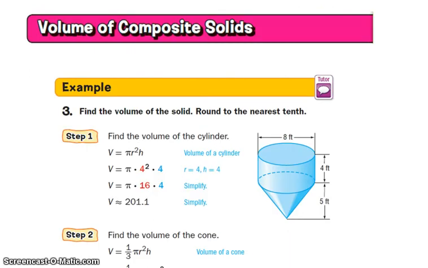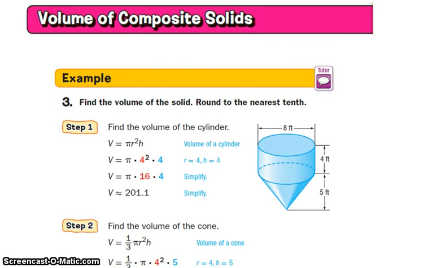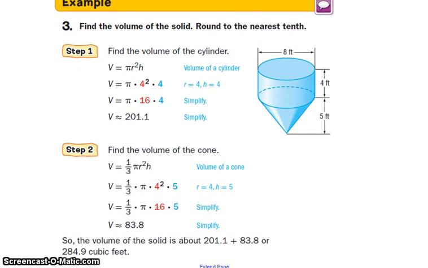Volume of composite solids. Now again, we've talked about composites. Composites are two geometric solids put together. And all you have to do is look at them separately, find the volume of each, and then add them together. So what you have here is a cylinder and a cone. So work on finding the volume of the cylinder first, which is what they do here. Pi r squared h. They fill in what they know, and they get a volume for that cylinder of about 201.1.